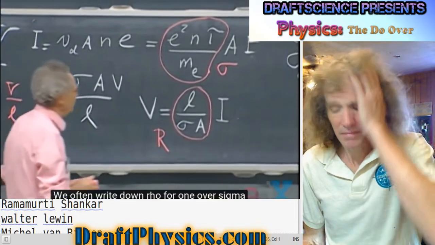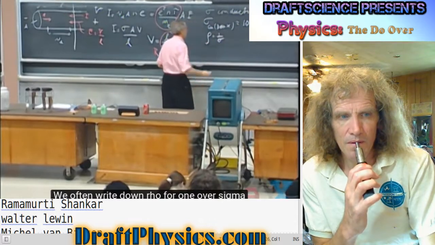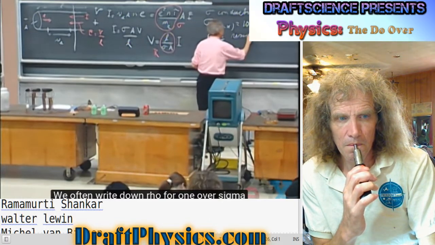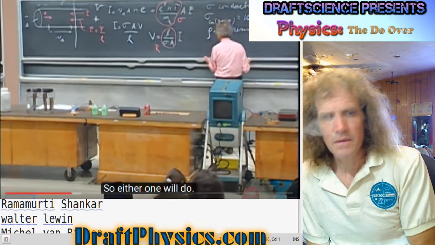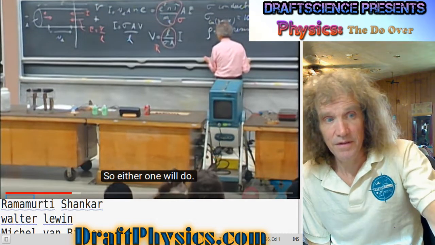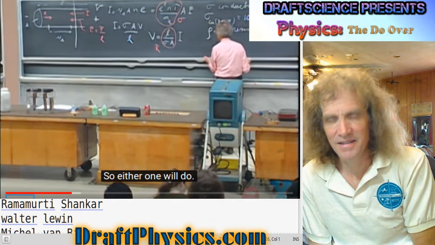We often write down rho for 1 over sigma, and rho is called the resistivity. So either one will do. You just use the inverse of the number and call it rho.